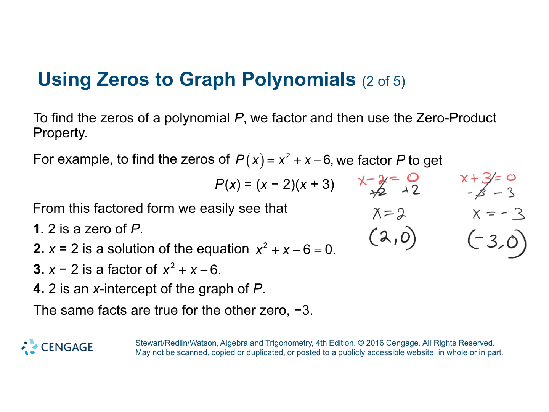So from this factored form, we can easily see that 2 is a zero of p, because we just solved for it. So x is equal to 2 is the solution of the equation. So x minus 2 is a factor of x squared plus x minus 6. And 2 is the x-intercept of the graph of p. And the same thing applies for negative 3.